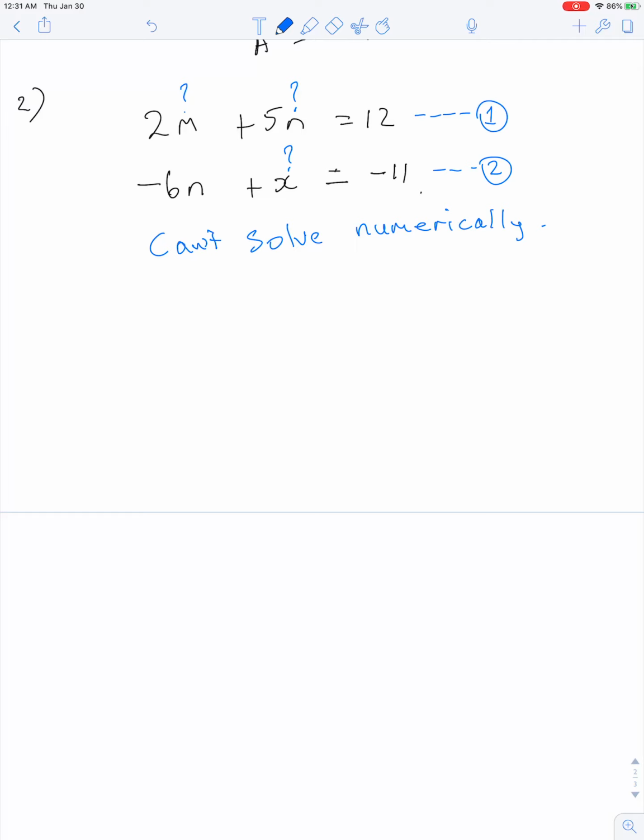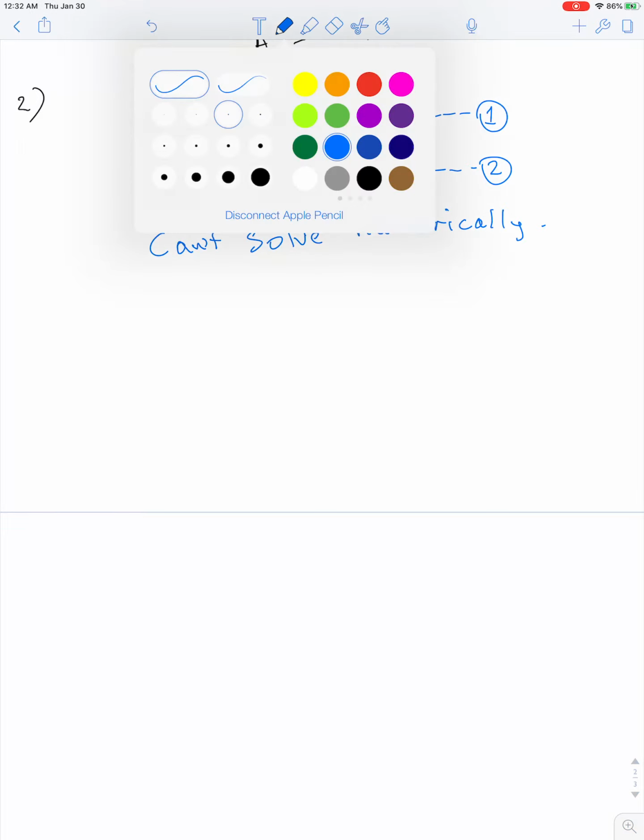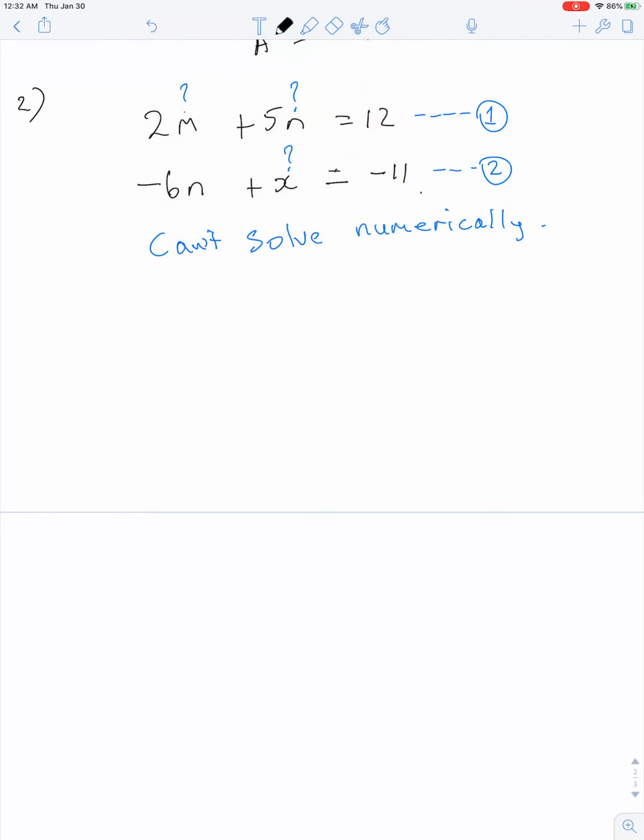Alrighty, let's try and find one more. And you should understand that the reason why you can't solve is because you have too many unknowns for the equations. So if your teacher tries to trick you like this, don't get tricked, man. You just can't solve. Don't make things up. Okay, let's go with another one.